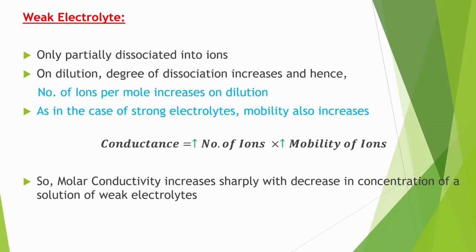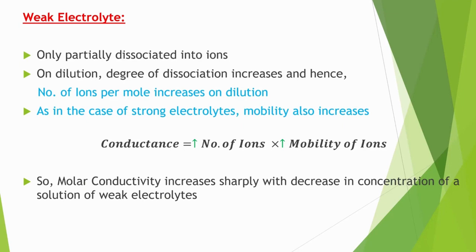Weak electrolytes, by definition, are only partially dissociated. Example, acetic acid. You take 100 moles of acetic acid and dissolve it in a solvent. If the degree of dissociation is 40%, say, then of the 100 moles of acetic acid, only 40 moles will be dissociated into CH3COO minus and H plus ions. The remaining 60 moles will remain as CH3COOH. That is the meaning of partial dissociation.